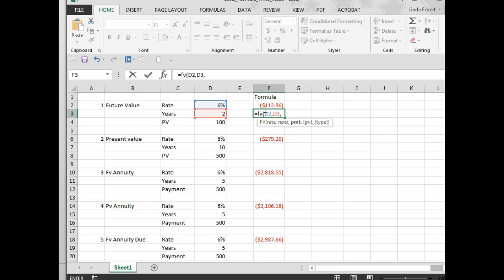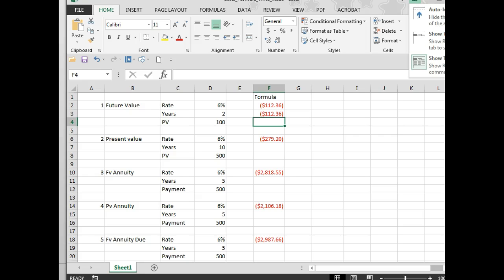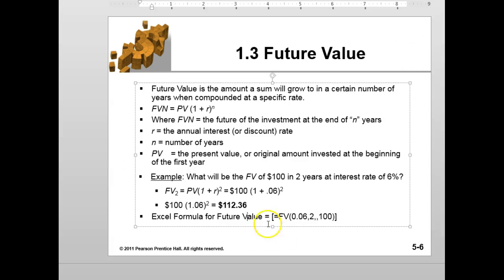Now our payment, there's no payment. We're going for the lump sum. So I do a comma there to show that that's empty. And then the next one is PV, which is what this is. We put that in, and then we close the parentheses. And that should give us $112.36, which is exactly what the formula came up with right here. So Excel is very easy to use, and that's what we're going to use. But it's nice to know the basis of these.